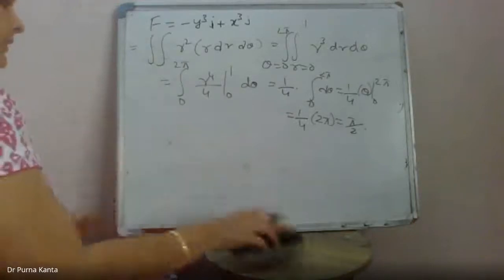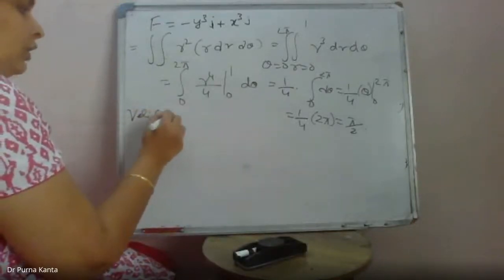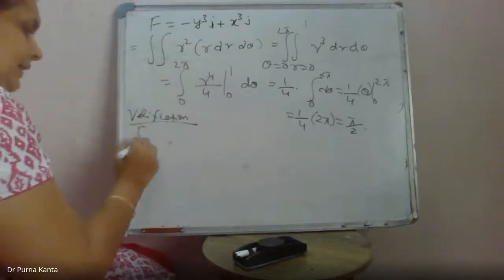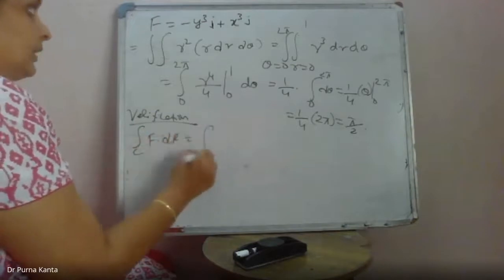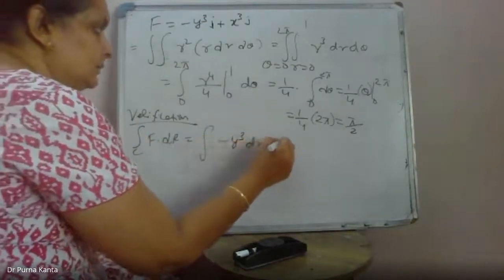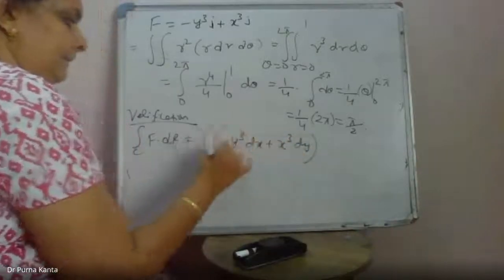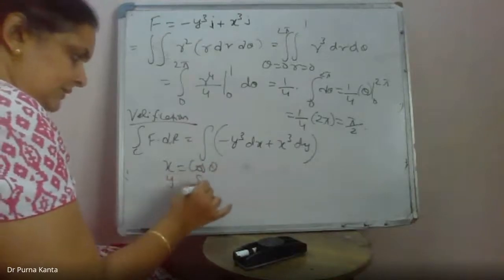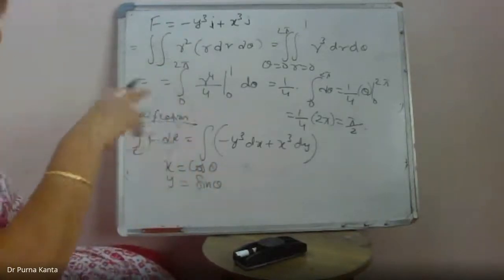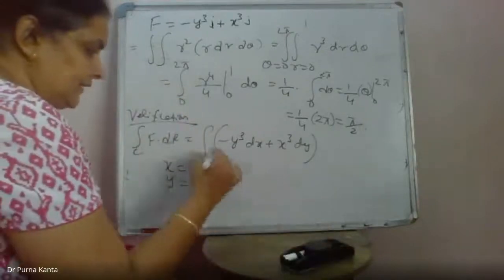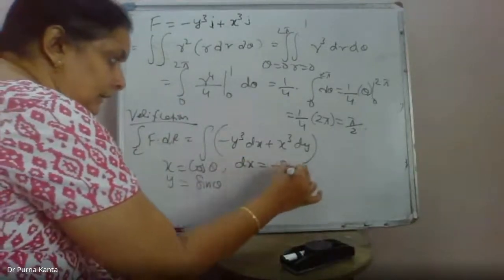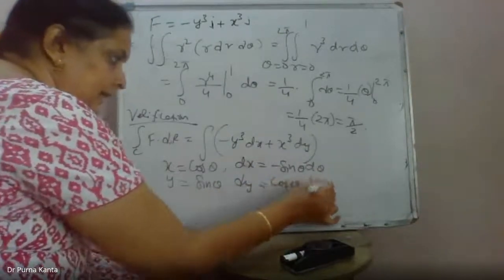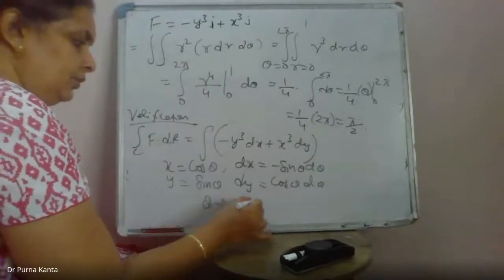So now we have to go with the verification part online. On the border of that circular plate, you first have to calculate on the border. So on the border, we have the integral over c of f dot dr, the integral of minus y cube dx plus x cube dy. Here x is equal to cos theta, y is equal to sin theta, and r equal to 1, since we are fixing on the border. On the border, the radius is always equal to 1. So if x is cos theta, dx is equal to minus sin theta d theta. dy is equal to cos theta d theta. Theta limits will be from 0 to 2 pi.